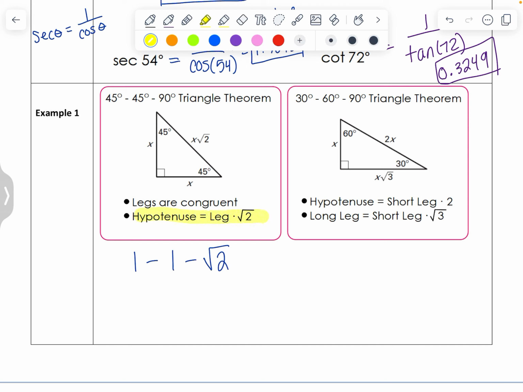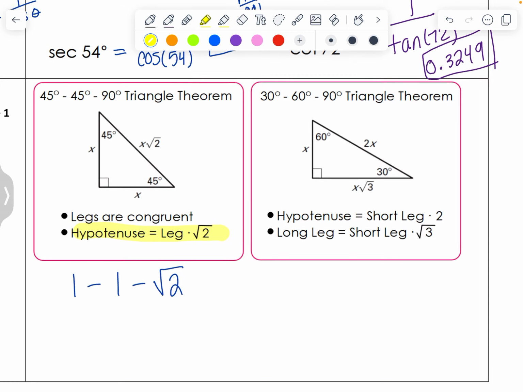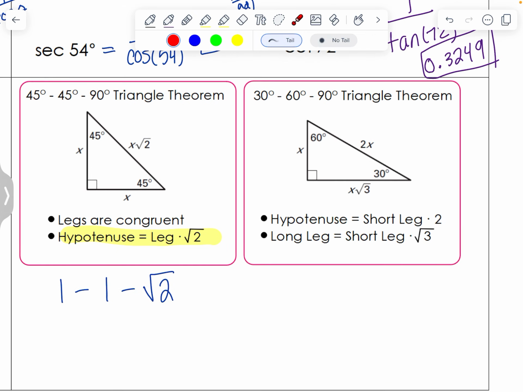And then we have the 30-60-90 triangle. Now the 30-60-90 triangle has a 30-degree angle, which is the smallest angle. The smallest angle is across from the shortest side because the angles and side lengths are related. And then we have a 60-degree angle, and that's going to be across from the longer side. And then the 90-degree angle is the biggest angle across from the longest side, which is the hypotenuse.